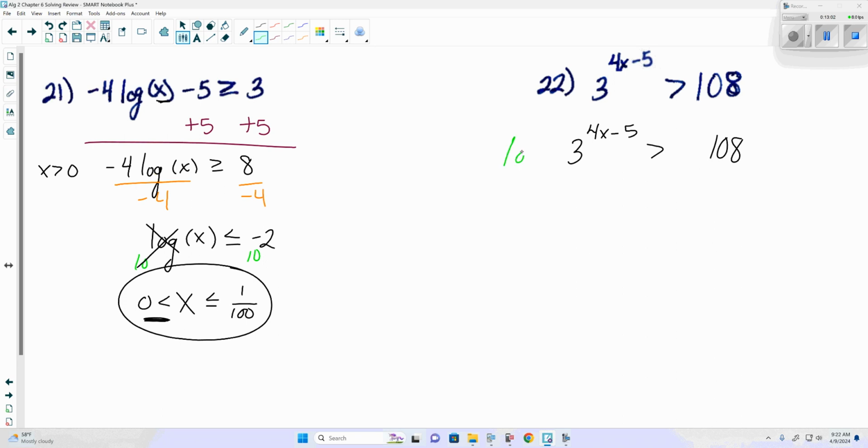But here we're going to apply a log to both sides. Specifically, which log? 3. Because we want the base of the log and the base of what we're starting with, 3, to match up. Because log base 3 of 3 pretty much simplifies out for all intents and purposes, leaving us with the exponent, telling us it's greater than log base 3 of 108.